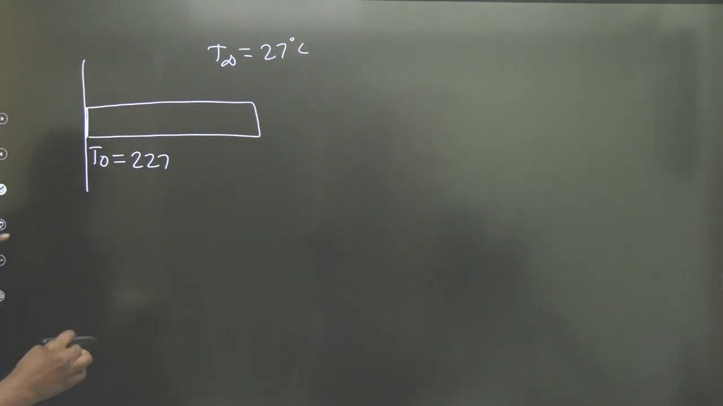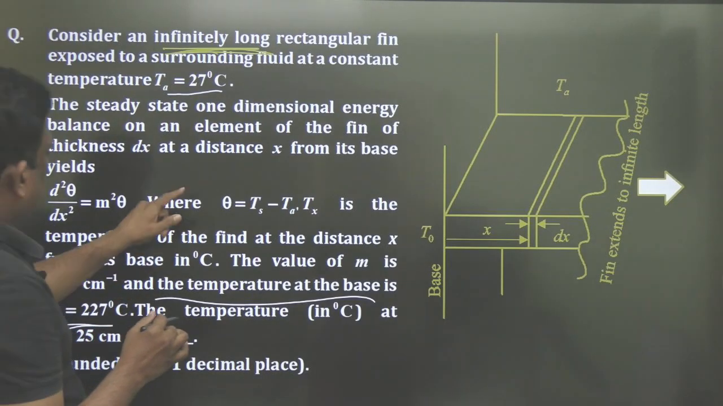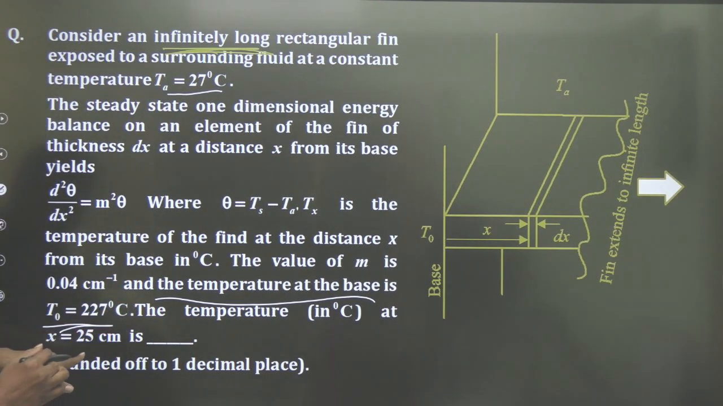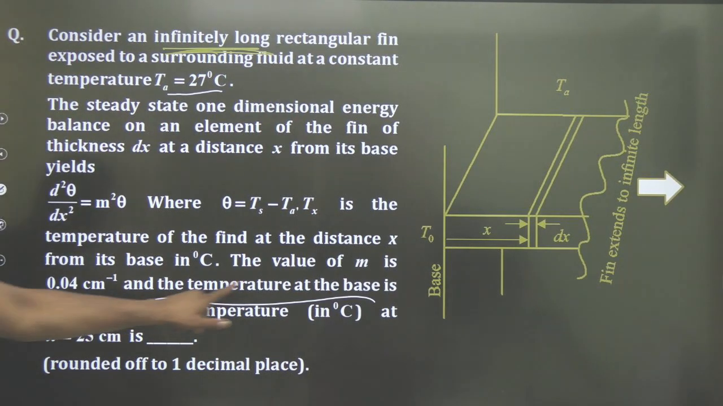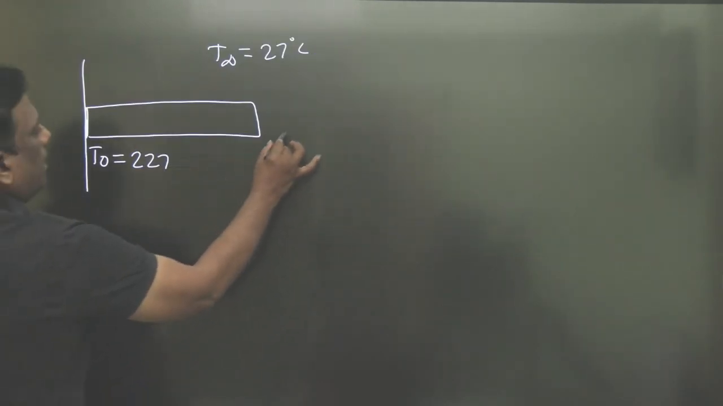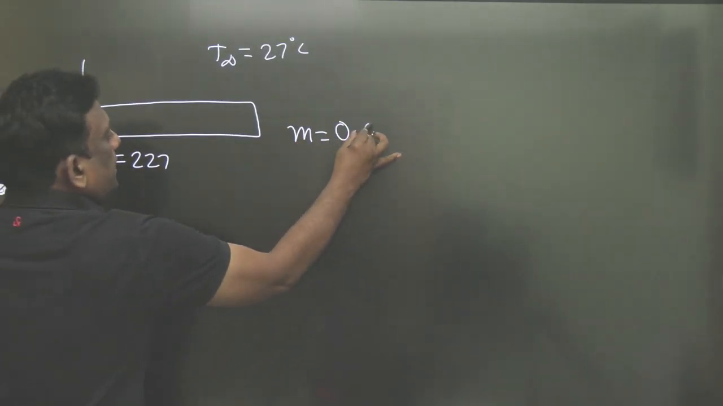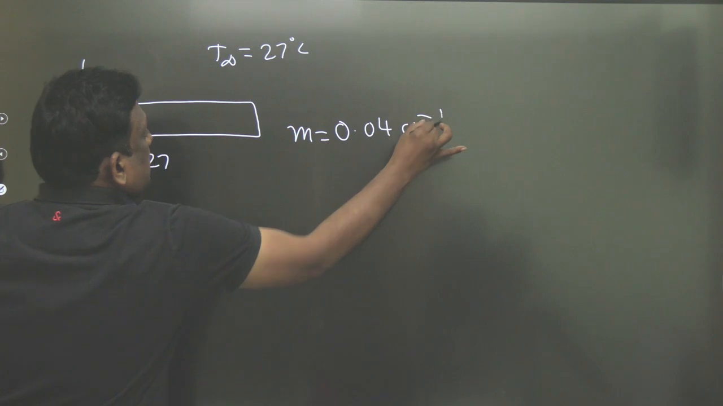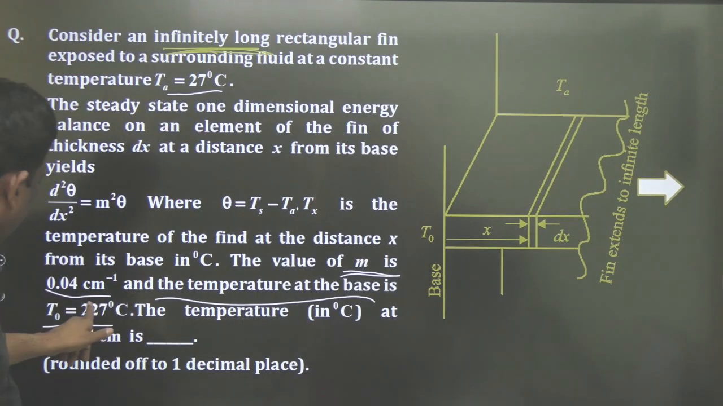Okay. Now what is he saying? And I think the m value is also given. Somewhere m is given. Where is it given? Yes. The value of m is 0.04 per centimeter. Listen, sirs. It is given per centimeter.